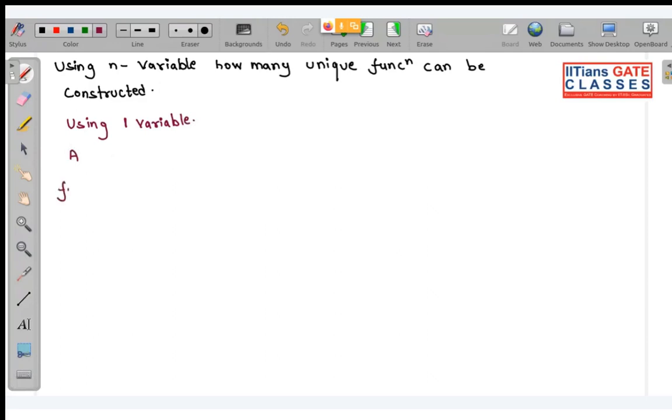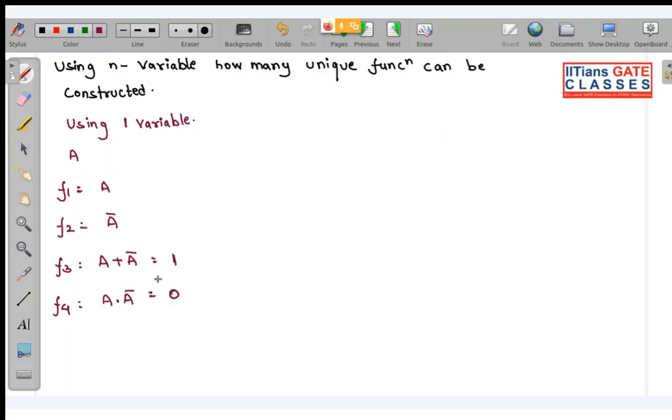So your function 1 can be A. Function 2 can be A complement. The third function can be A plus A complement. The fourth function can be A dot A complement. In total, can I make any other function using this variable A? Look very carefully. I cannot make any other. So this will be 1 and this will be 0.